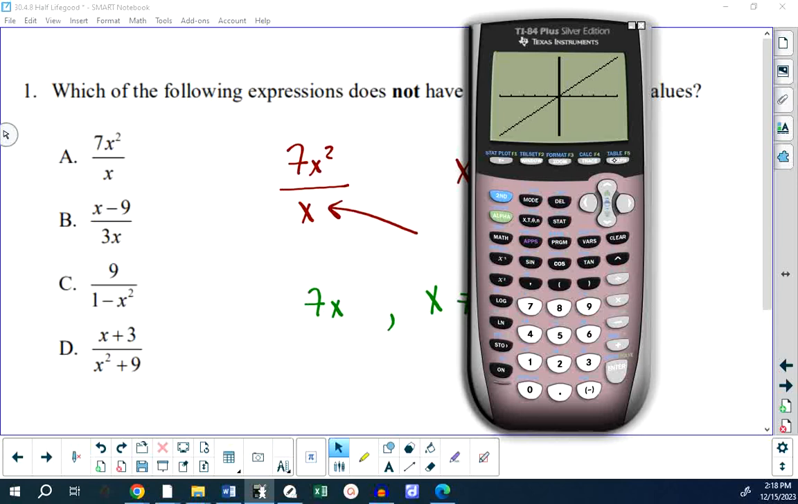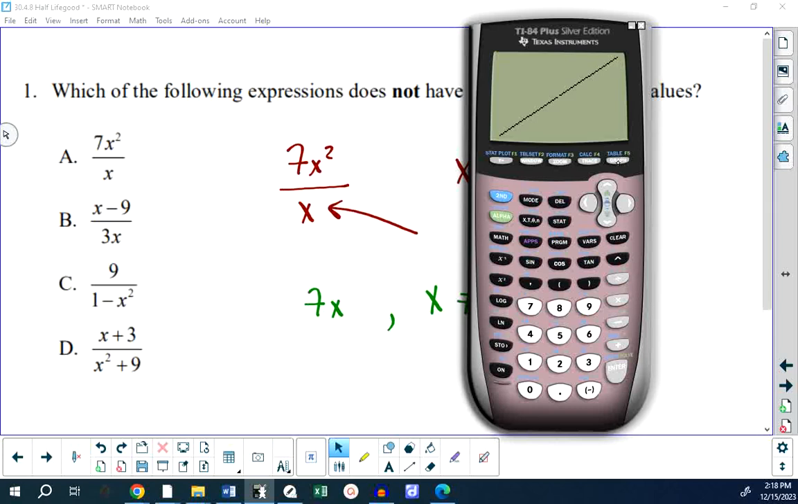And I am going to do something that you rarely ever do. I'm going to go to Format and turn my axes off. So here's the graph that represents the original function. Do you see there's a hole in the middle of it?